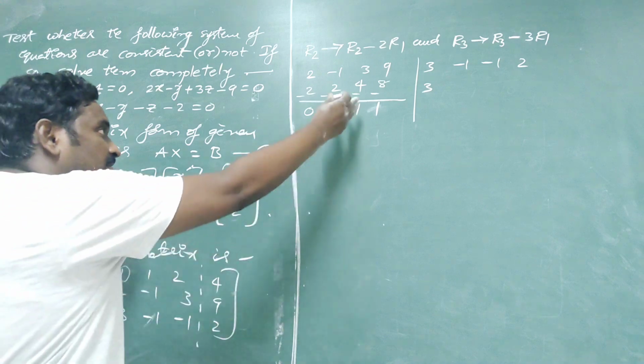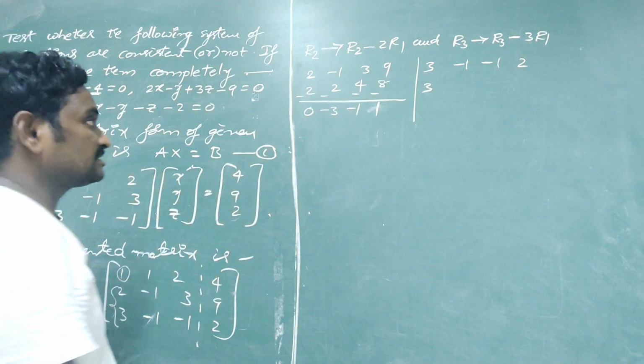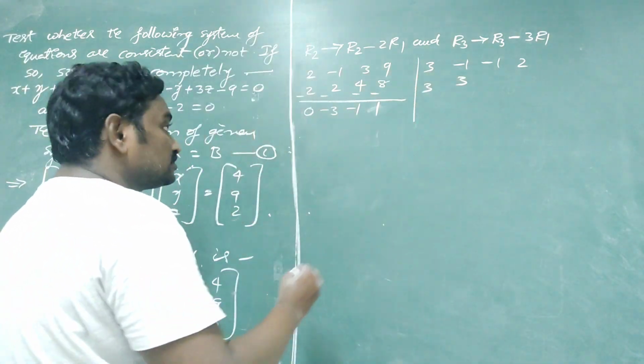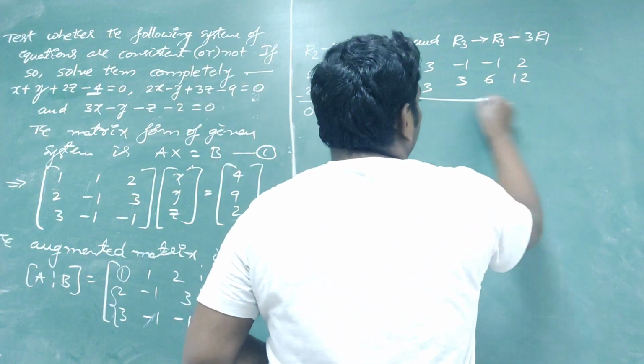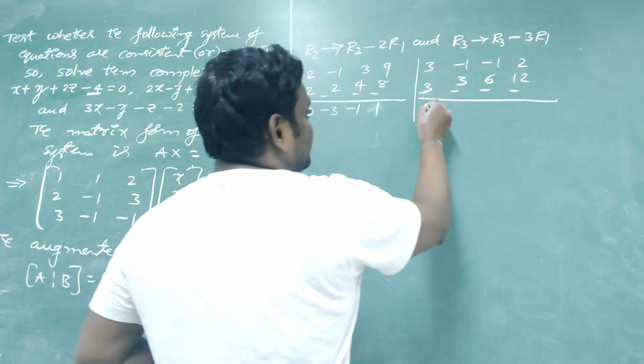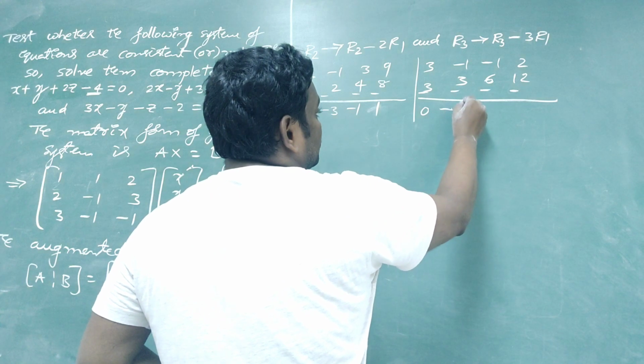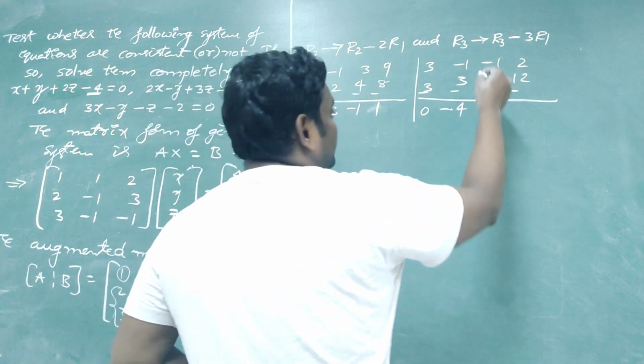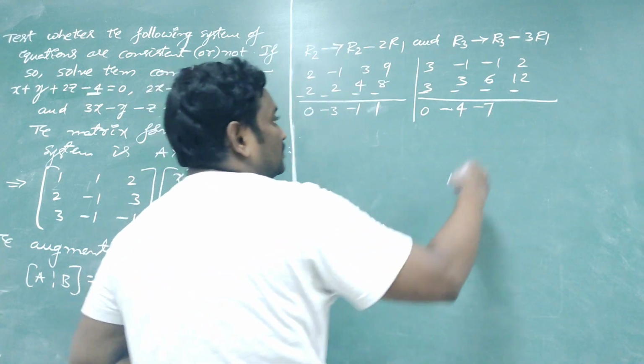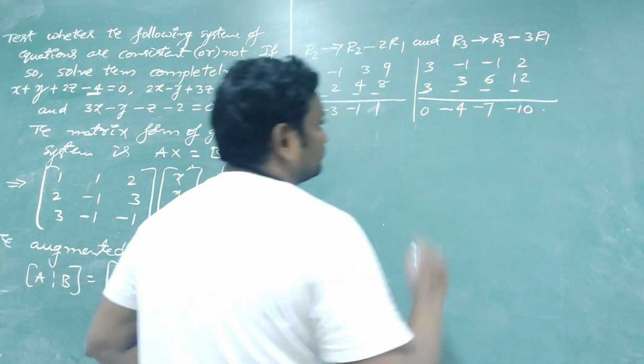So it is better. 3 ones are 3, 3 ones are again 3, 3 twos are 6, 3 fours are 12. Subtract the elements. So 3 minus 3 is 0, minus 1 minus 3 is minus 4, minus 1 minus 6 is minus 7, 2 minus 12 is minus 10.